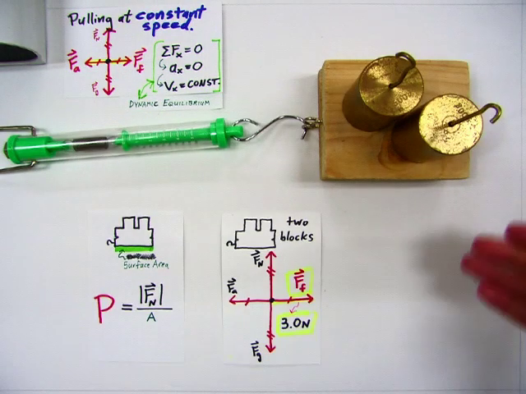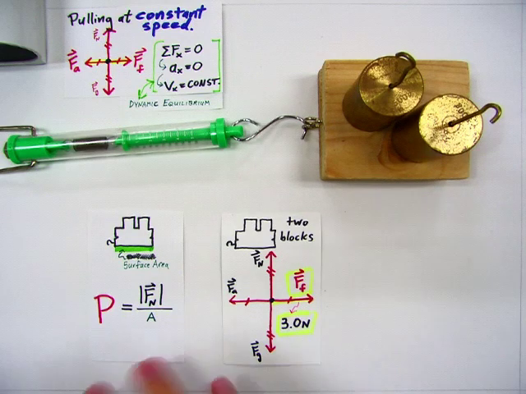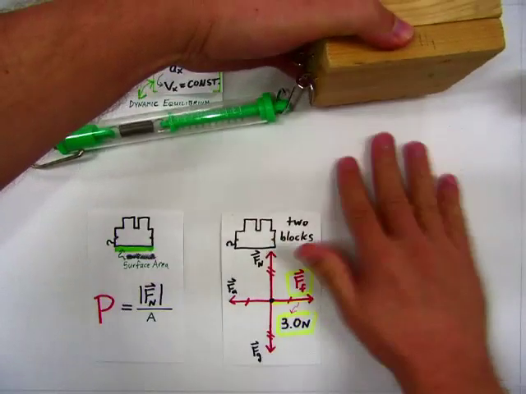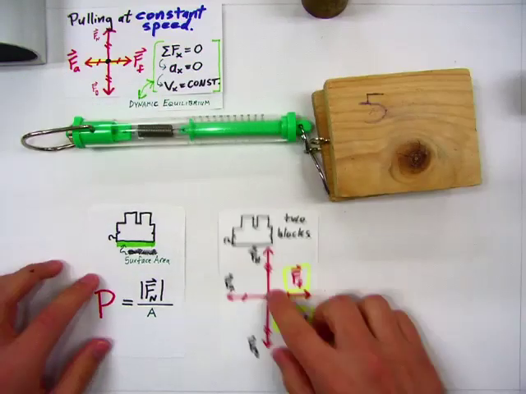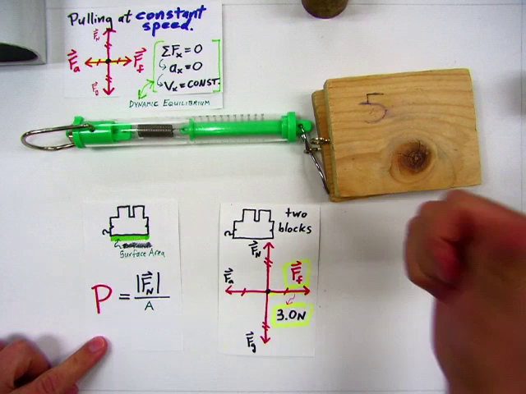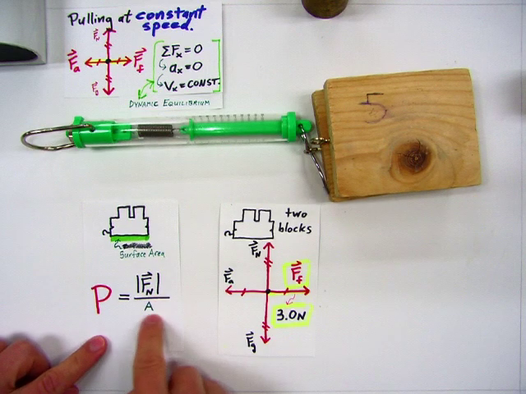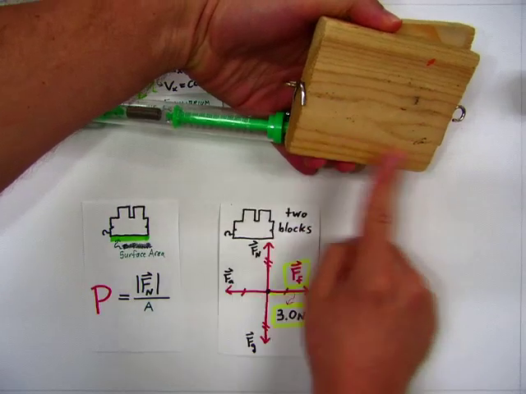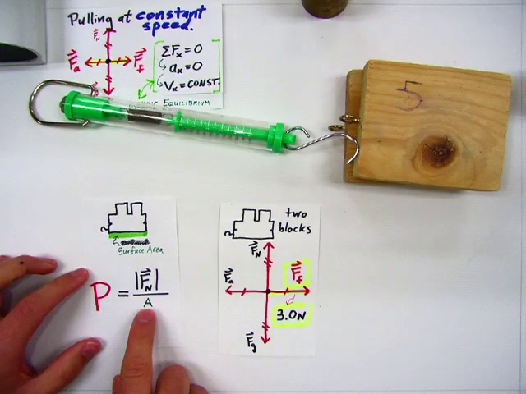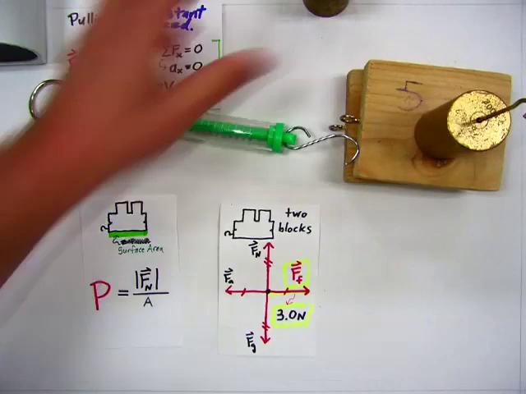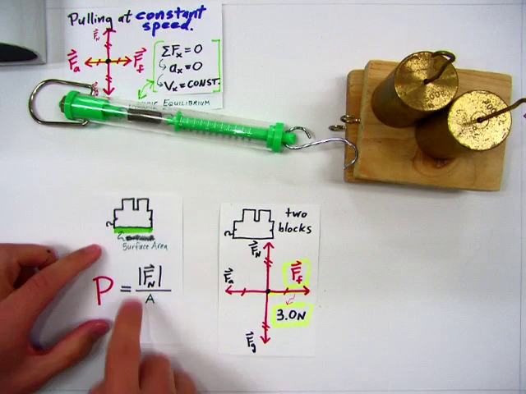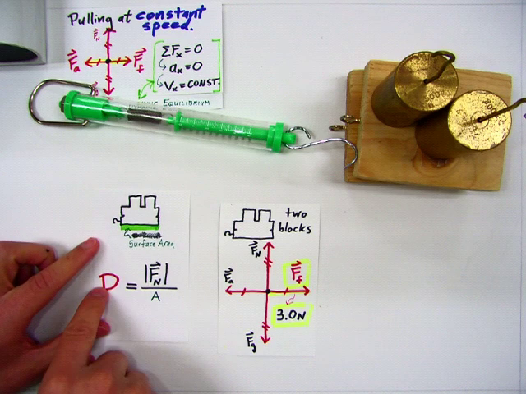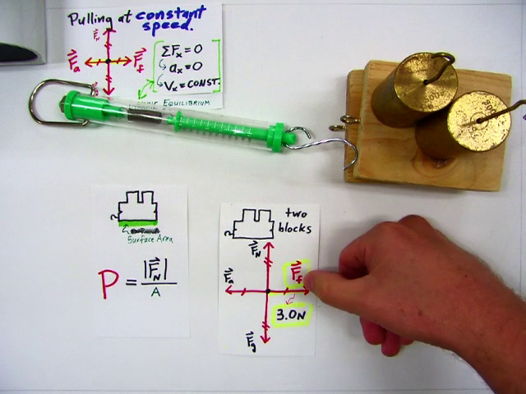The pressure that the tabletop exerts on the block, or that the block exerts on the tabletop, at this surface of contact, is equal to the normal force being exerted by the table on the block divided by the surface area of contact. That's the footprint of the underside of one of these blocks. Divided by that area, that tells us how much the pressure is. So when I doubled the mass, I doubled the normal force, but it's the same surface area of contact, so I doubled the pressure. We saw then that the force of friction doubled.